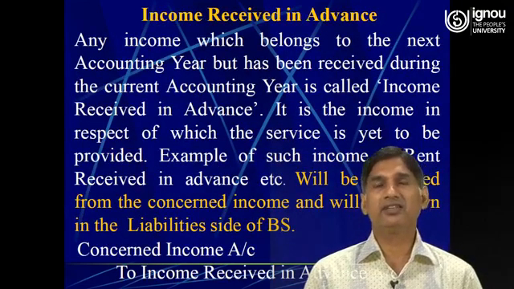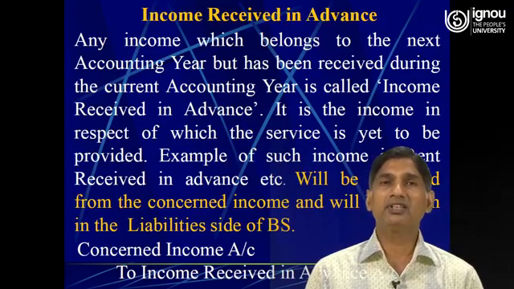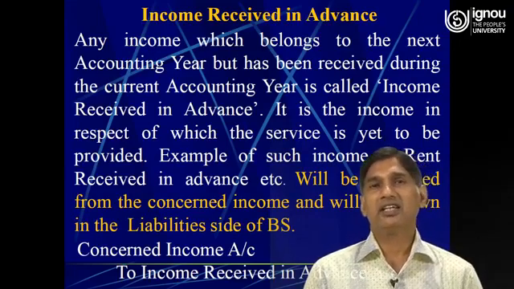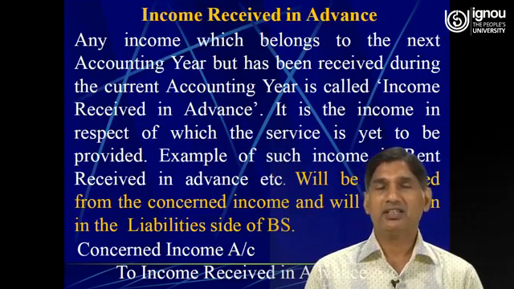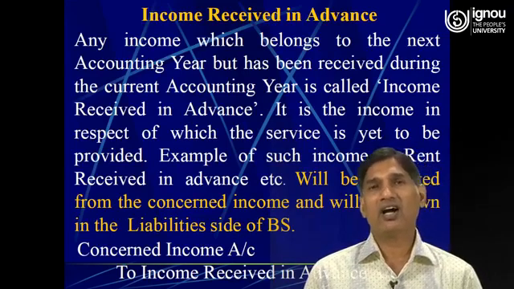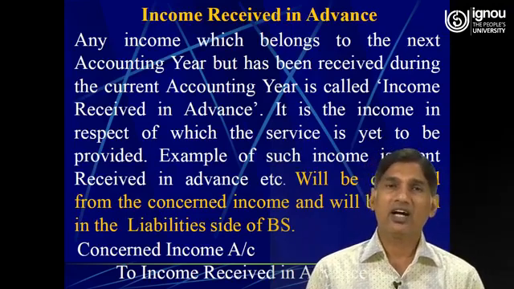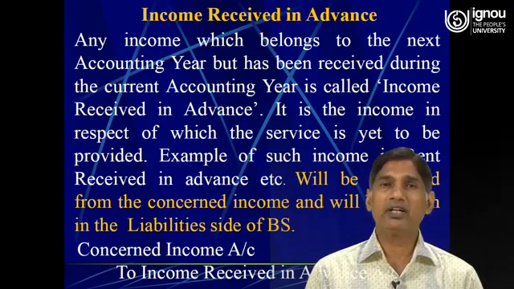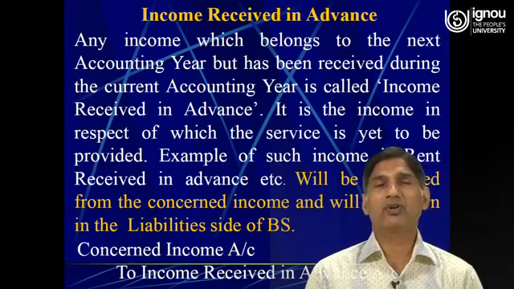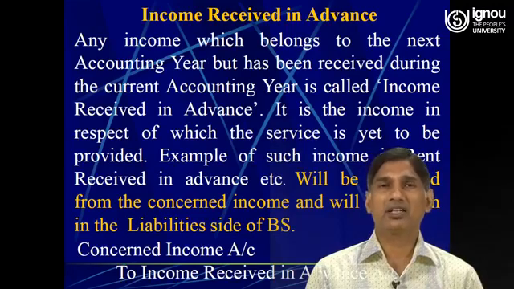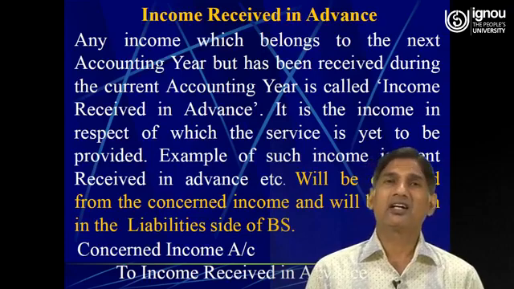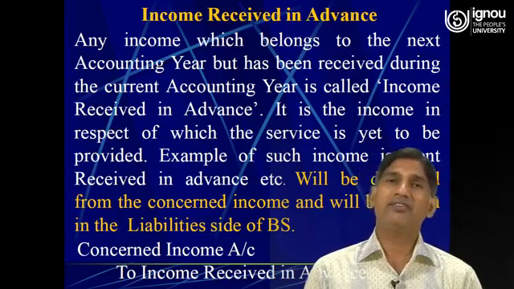Then income received in advance. So, this income received in advance is a liability for the business. The income which we have not earned yet but we have received it is called income received in advance. So, the treatment of such adjustment would be that it will be deducted from the concerned income and it will also be shown in the liability side of the balance sheet under the head current liabilities, because such income we have not earned and we have received.